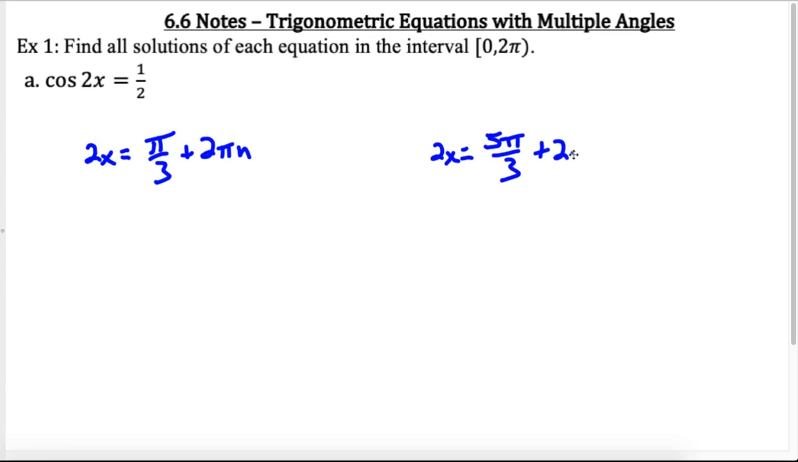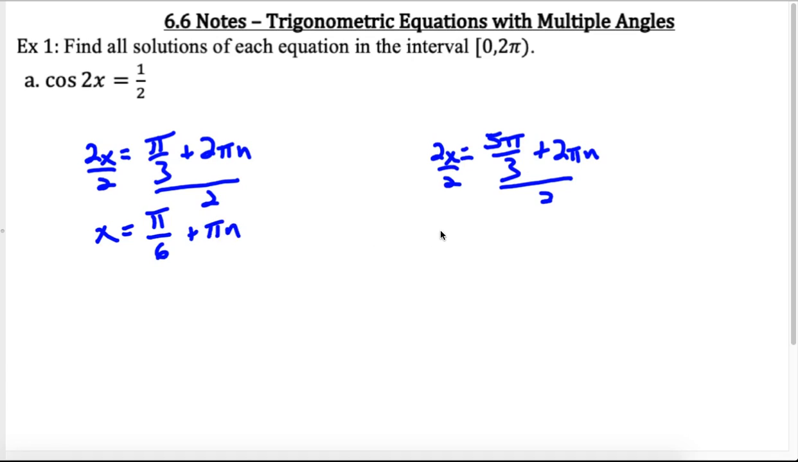Now, it is important that we add the 2 pi n on at this stage, because now to get x by itself, to get the angle by itself, I need to divide everything by 2. So if I divide both sides of the equations here by 2, I'll just be left with x. Then pi over 3 divided by 2 would be the same as multiplying by 1/2, so that would be pi over 6. And then 2 pi n divided by 2 would just be pi n. Similar thing happens over here. We'll get x equals 5 pi over 6 plus pi n.